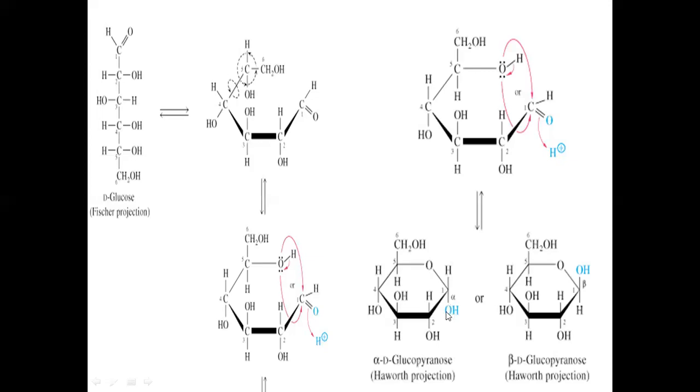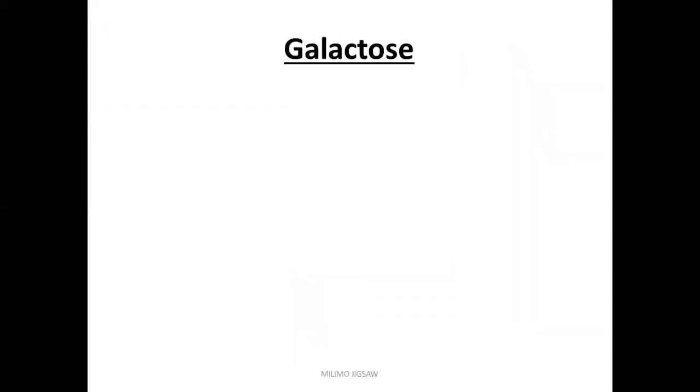So depending on the position of the OH group, if it's down below the plane, this will be alpha. If it is above the plane, it's beta. So this one, OH below the plane, is alpha. Above the plane, it's beta.